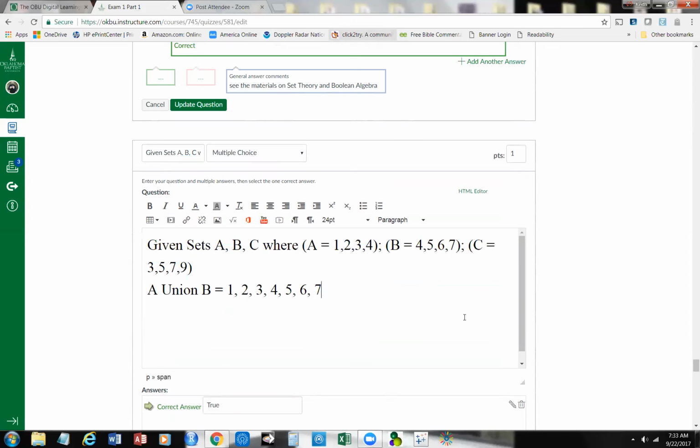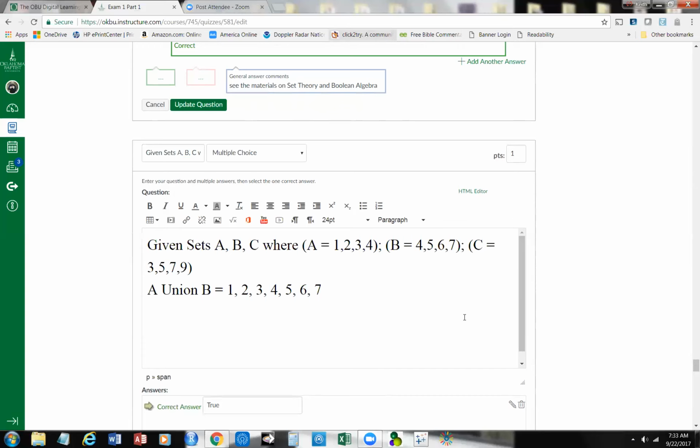Given sets A, B, and C, where A is 1, 2, 3, 4, B is 4, 5, 6, 7, C equals 3, 5, 7, 9, A union B is we take everything that's in A and match it with everything in B. What a union means is, this should be from, I guess, 4th grade, 5th grade, 7th grade, algebra or geometry. A union B means we take everything out of both sets.